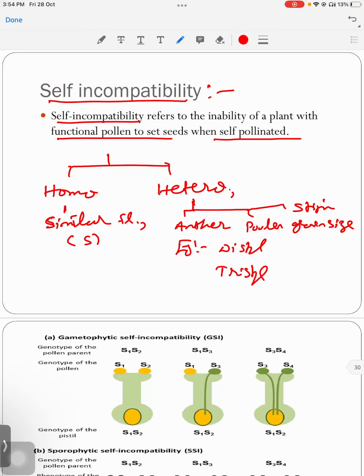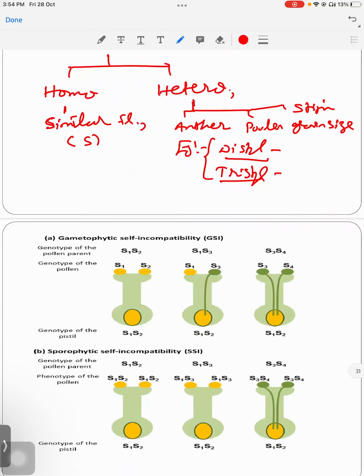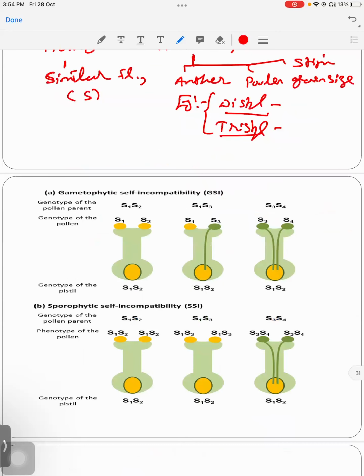You can give examples also. In case of distyly, we have the Linaceae family. In tristyly, we have families like Oxalidaceae. Any examples you can give. We have the pin and thrum example. All those things you can give.